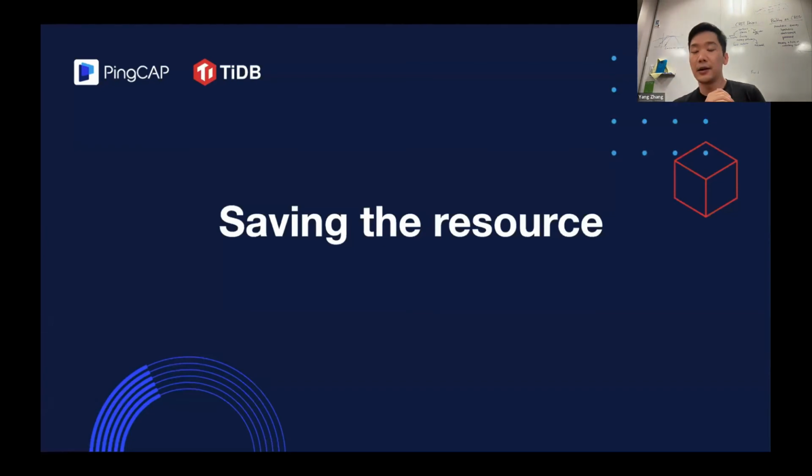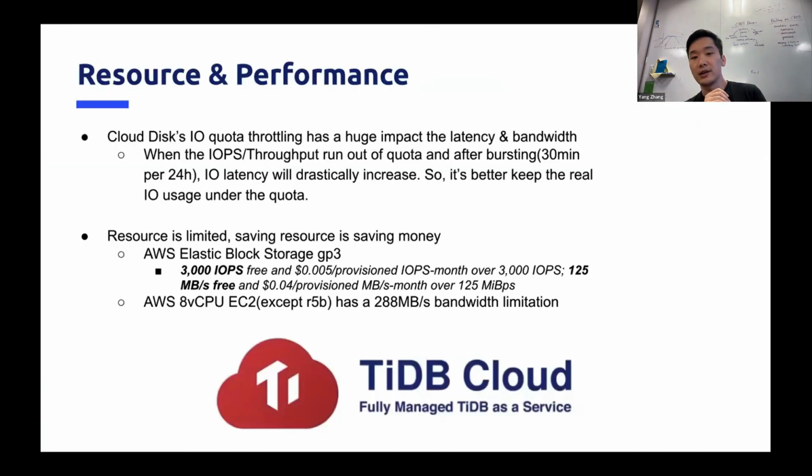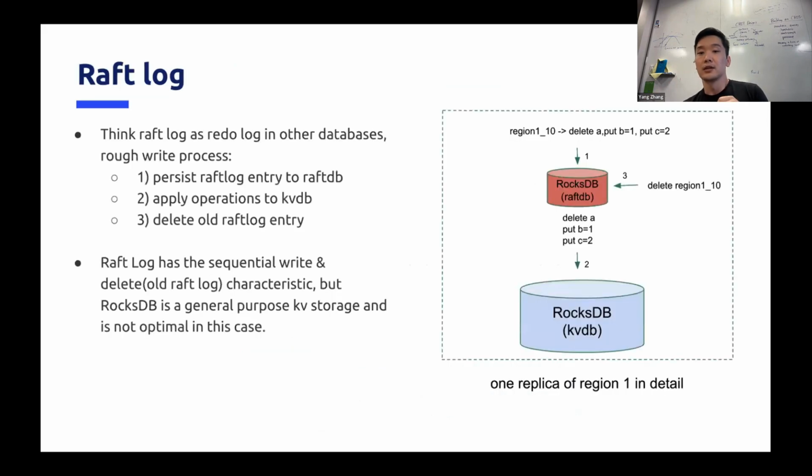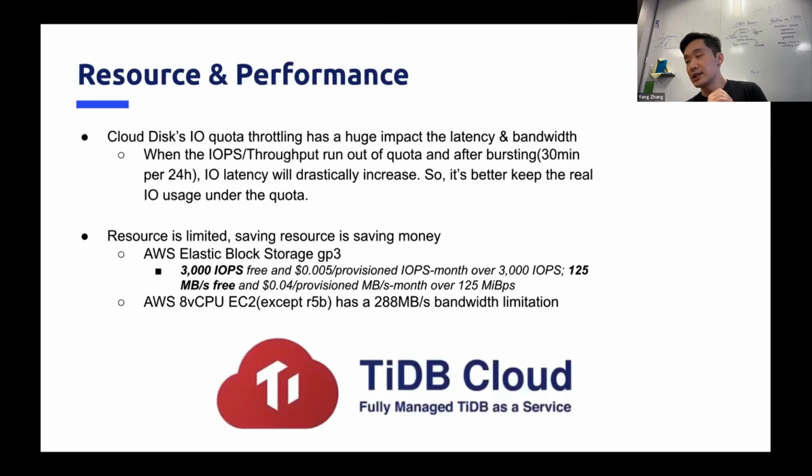Another general optimization is saving resources. This is very critical, especially now that we're building TiDB Cloud. Believe it or not, saving resources is also critical to performance. Here I bring up a concept called bursting: if you go beyond the resource limit, you will get some penalties.